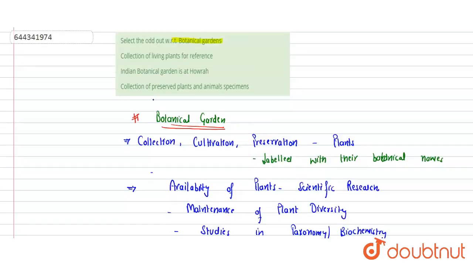So here we will see the options. Firstly, in the question they have said select the odd one out which is not related to botanical garden. First one is collection of living plants for reference. This is correct, because a botanical garden is meant to collect plants which are used for reference for studies. So this is not the odd one out, this is an incorrect option, otherwise this is a correct statement.